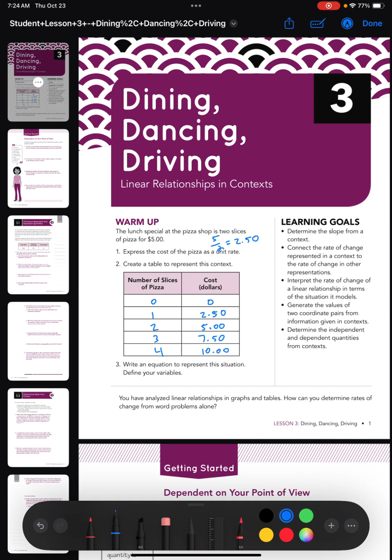So if we wanted to write an equation to express this, remember our unit rate is our slope. So we just have y equals 2.5, $2.50 times x. And this is proportional because we are going through the origin at 0, 0.